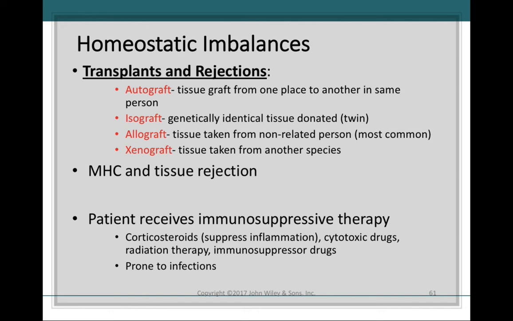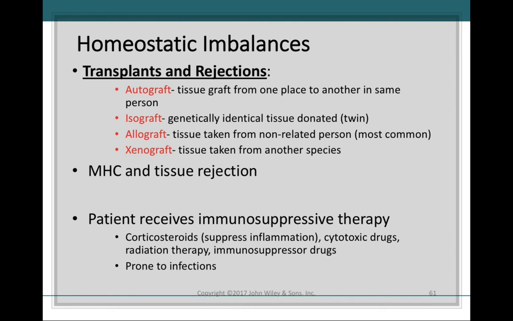One of the vital elements to successful transplantation is matching up the MHC proteins. Remember, the major histocompatibility complex is one of the most important self-antigens. So if we start to see different MHC proteins in a particular patient, that's going to start to raise a lot of questions for the immune system of the person who received the transplant.